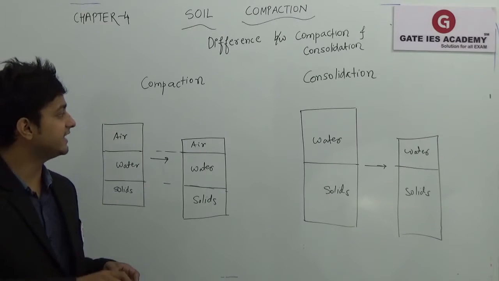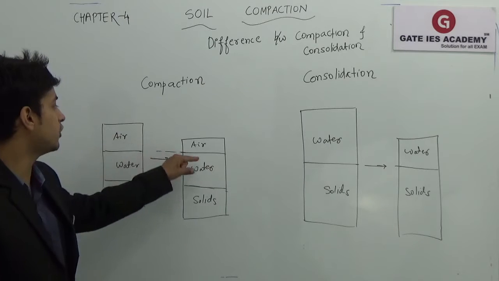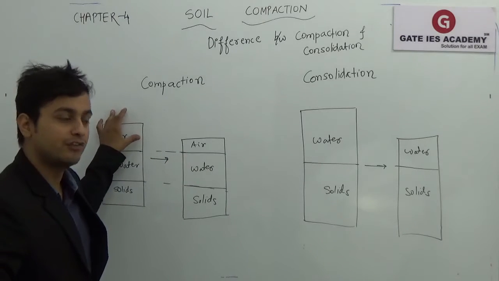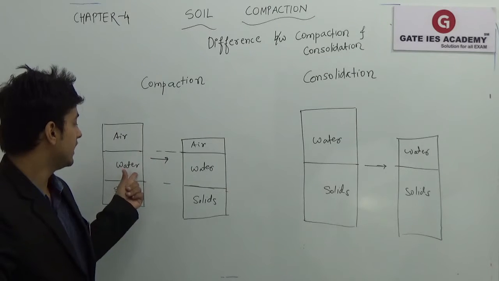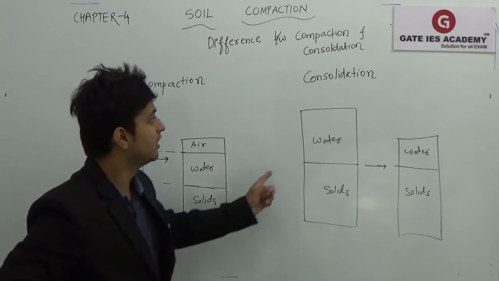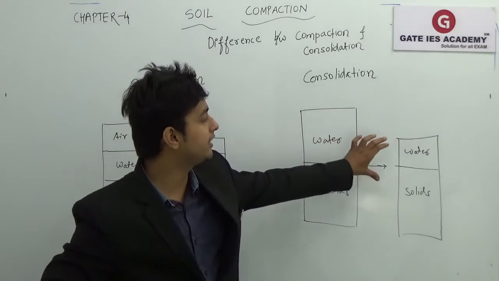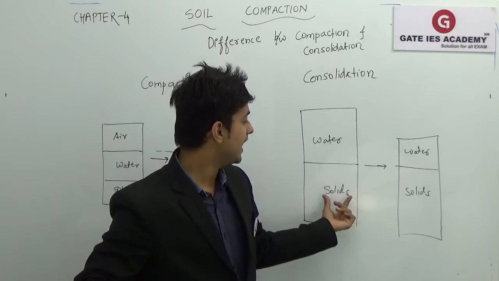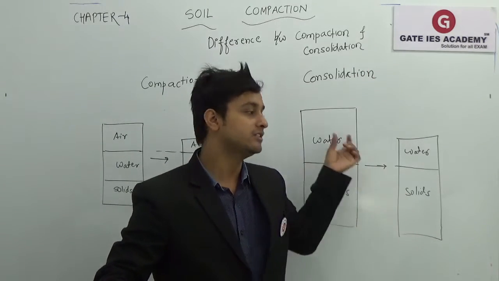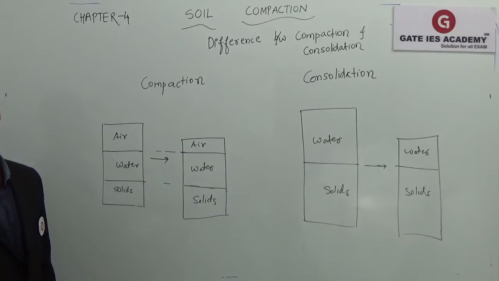Okay, so we can say that in compaction, this is the three-phase diagram before and after compaction. After the reduction of air voids, the system is now like that. There is no reduction in water and no reduction in solids. What happens in consolidation? Water volume is reduced as the excess pore water pressure is taken away from the system and the solids remain the same. So this is what happens in consolidation and this is what happens in compaction.